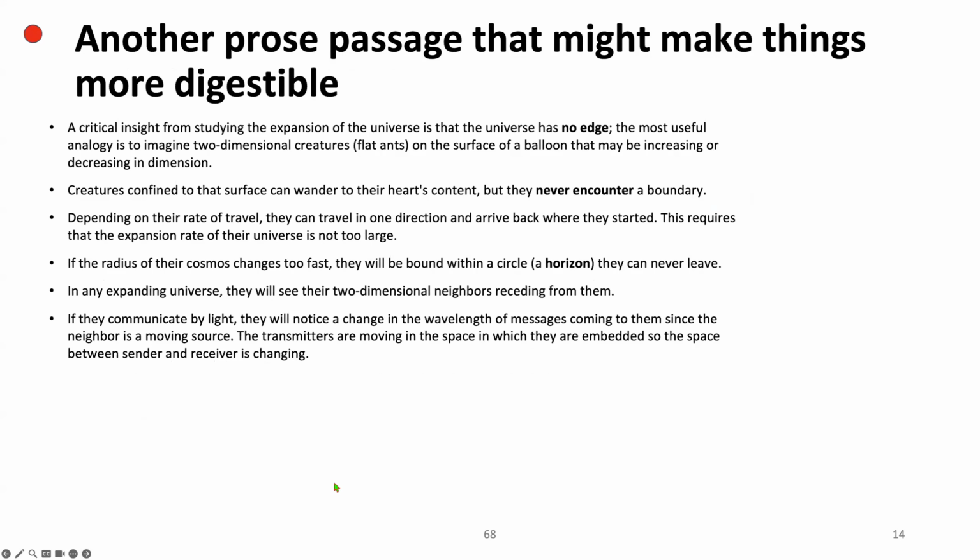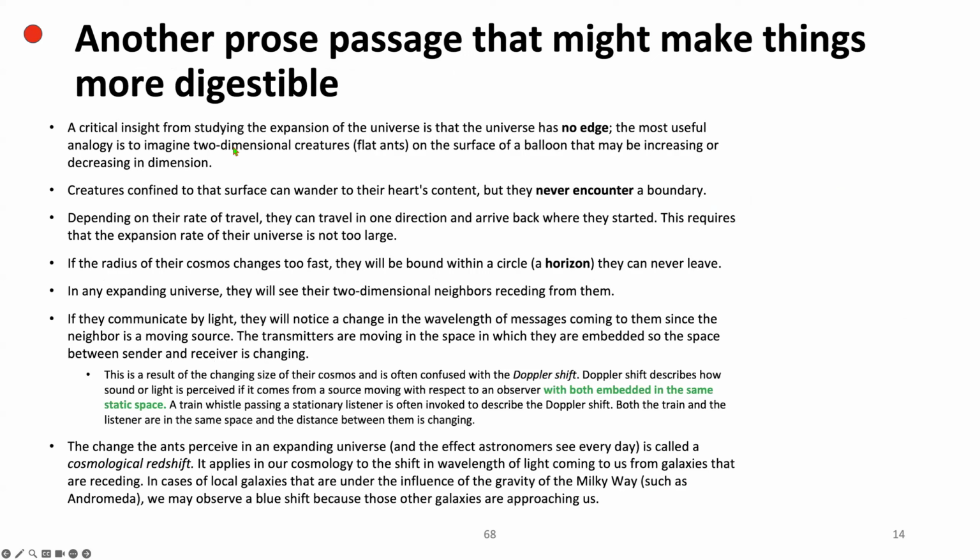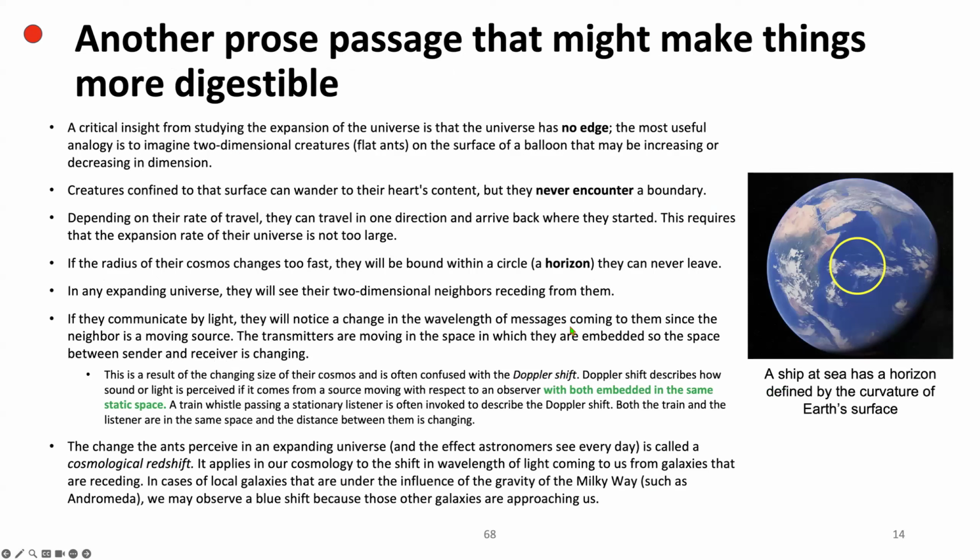And here's another one of those pages designed to give you something to read to try to explain these issues. I just make this point. Here's planet Earth, and the farthest thing we can see is the microwave background. And it's kind of like a ship.